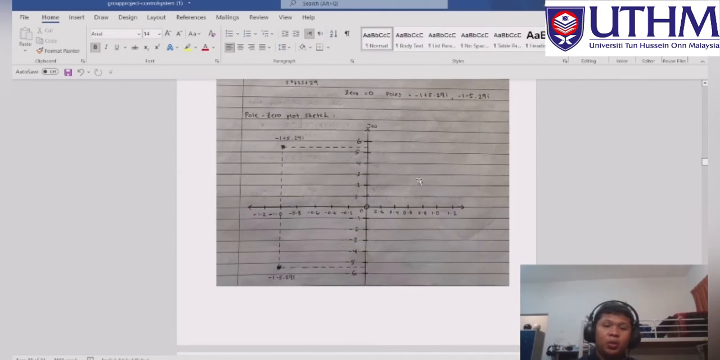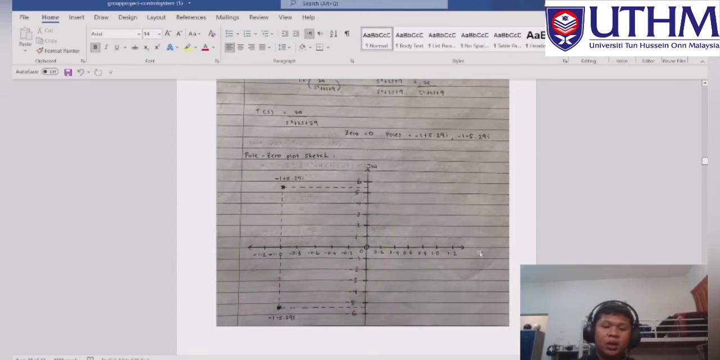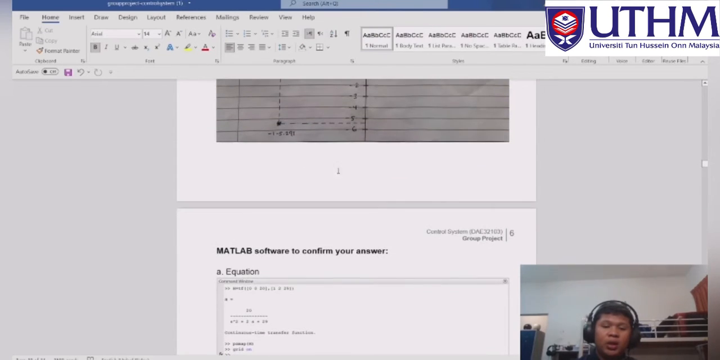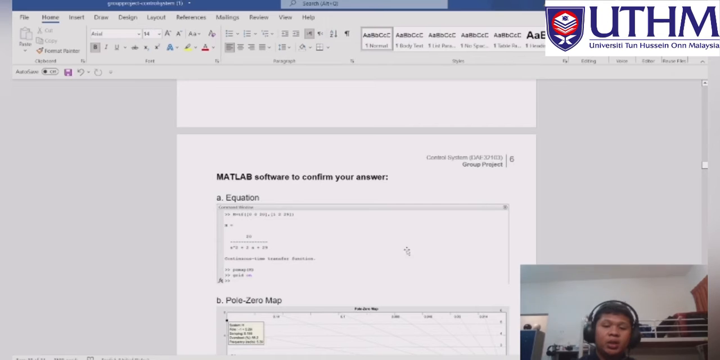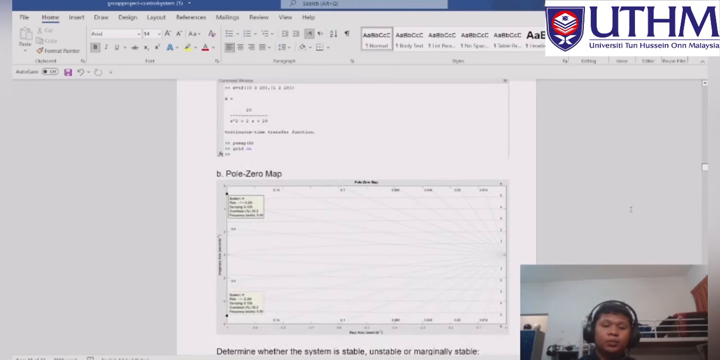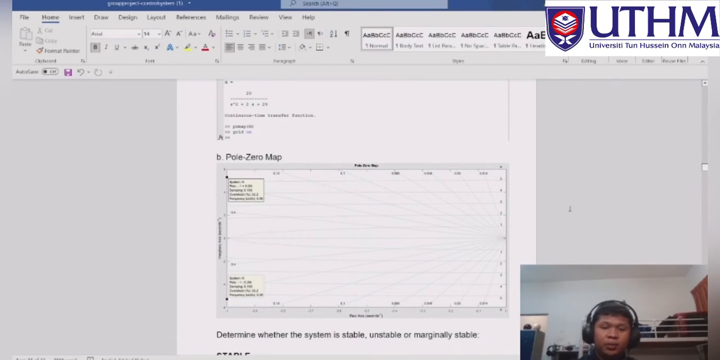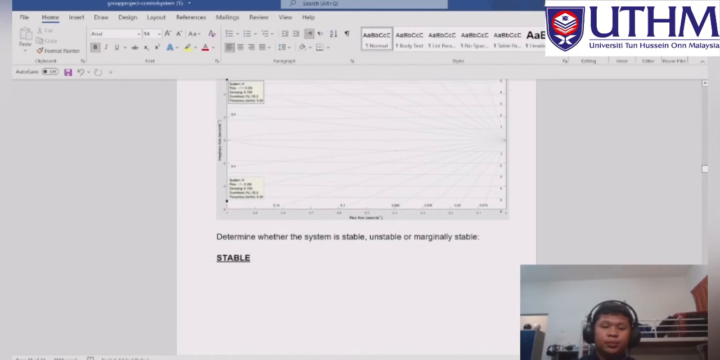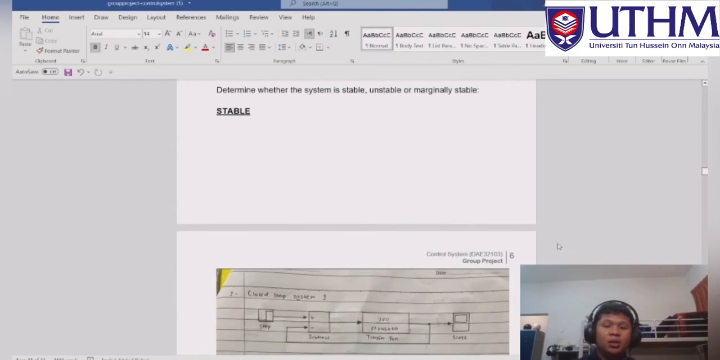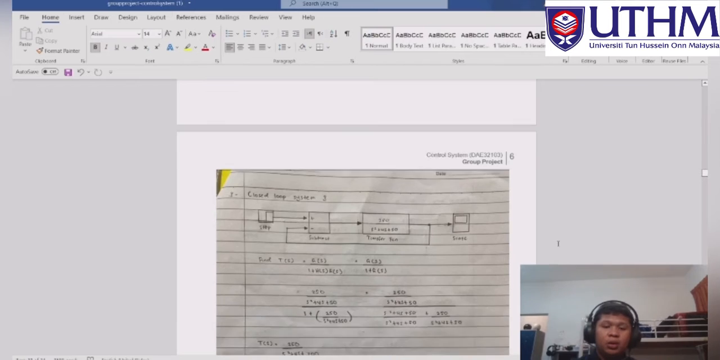In the pole zero plot sketch, here is the answer. So in the MATLAB software, if we write the equations, it should be like this, and this is the result for the pole zero map. So the second system is also stable.